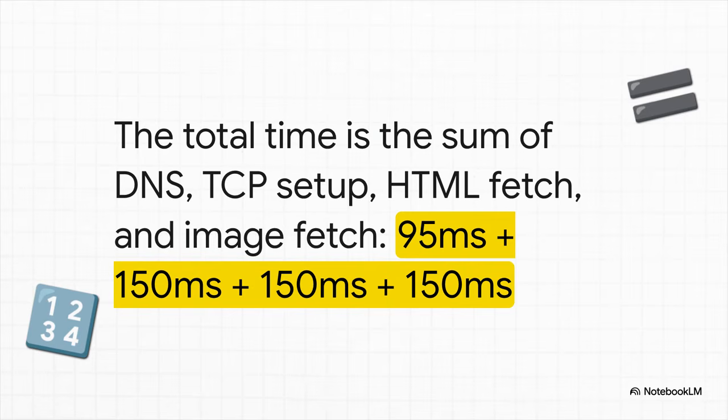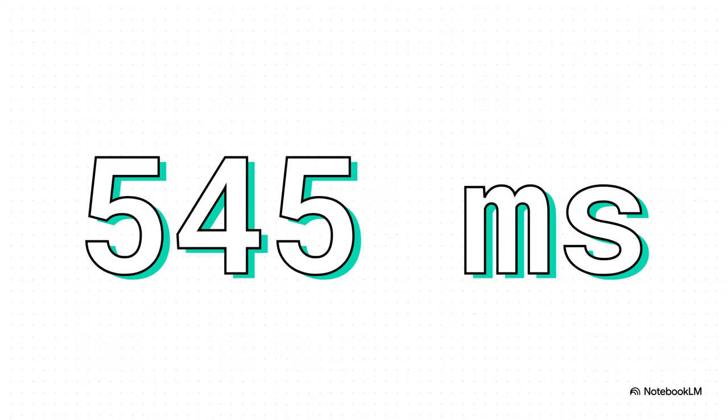Now the RTT to the actual web server is 150 milliseconds, so we add 150 for the connection, another 150 for the HTML file, and a final 150 for all those images. And the grand total is 545 milliseconds. Wow, that's more than half a second from the moment you click to when the page is fully loaded. And you can really see how that 150 millisecond RTT to the server is the big bottleneck here. It's the dominant factor for sure.